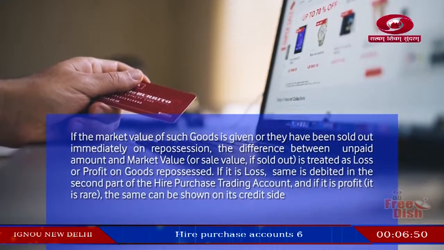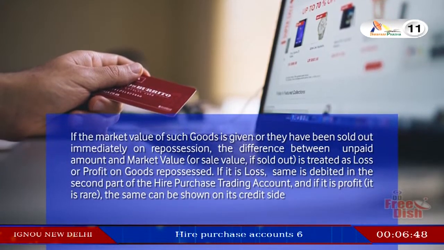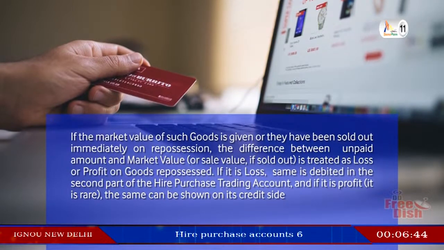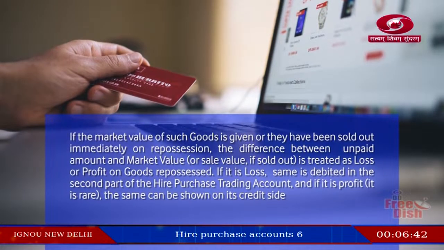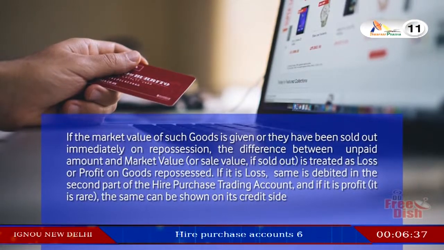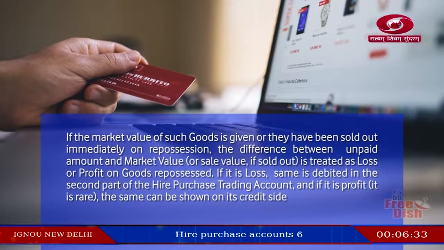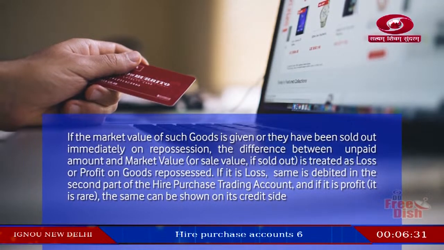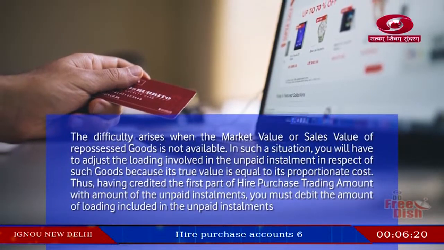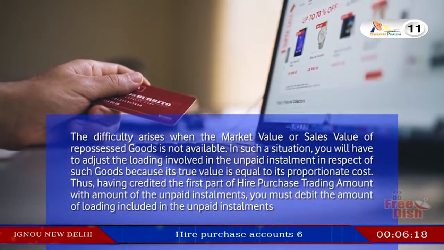If the market value of such goods is given, or they have been sold immediately on the repossession, the difference between unpaid amount and market value or sale value if sold is treated as loss or profit on goods repossessed. If it is loss, the same is debited in the second part of the hire purchase trading account, and if it is profit, which is rare, the same is credited.